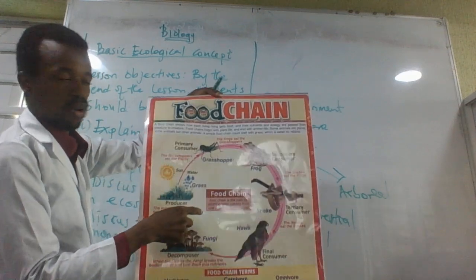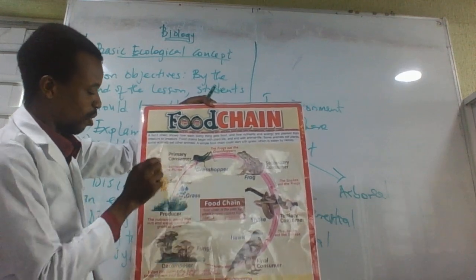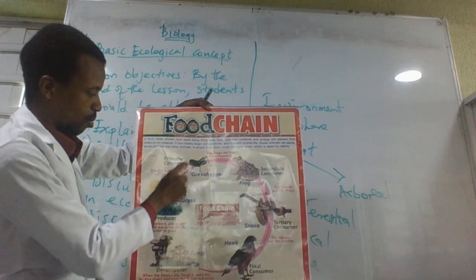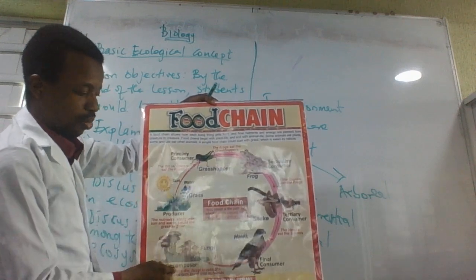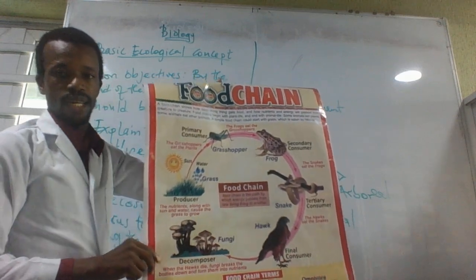So that's what we call the biotic component of the system. The producers, the consumers, and the decomposers. So we can see that in this particular instructional material.